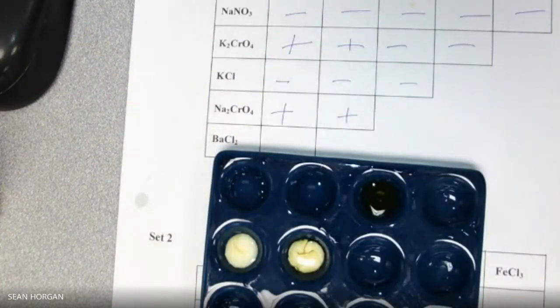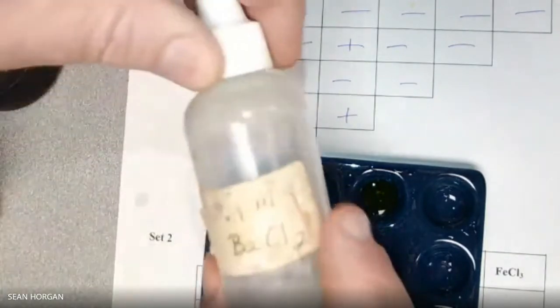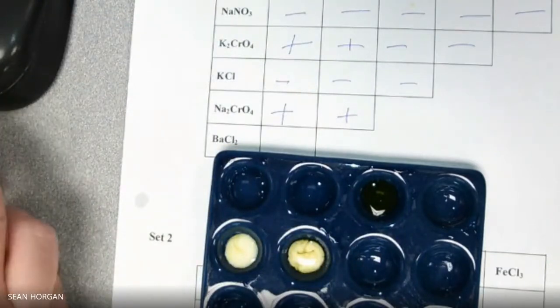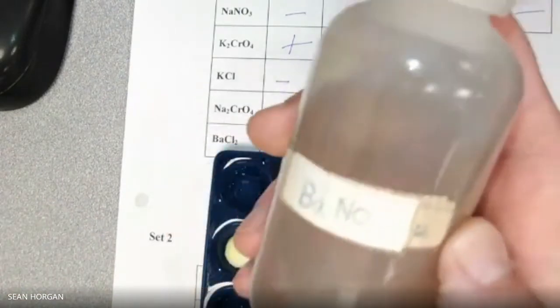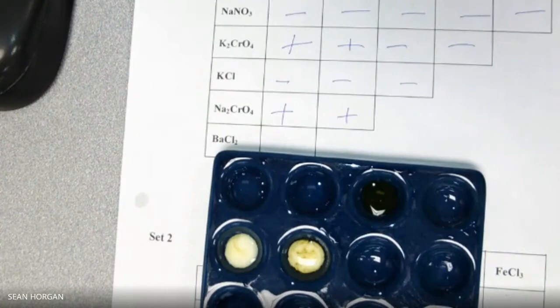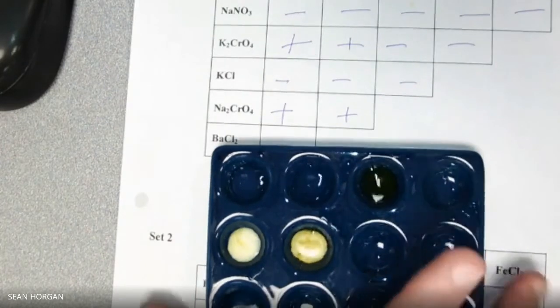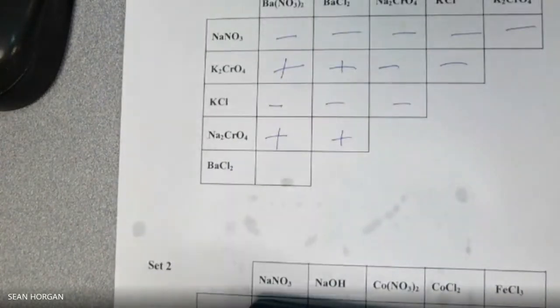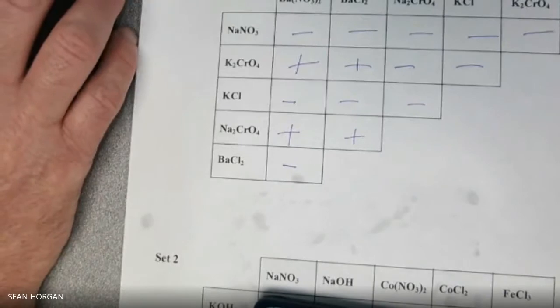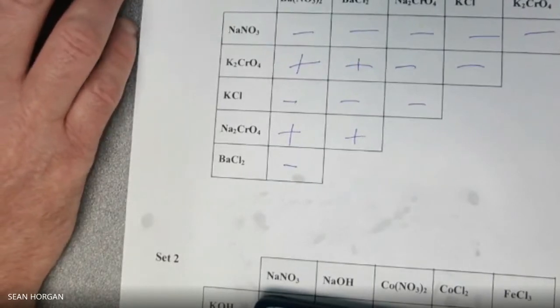And then we'll do the BaCl2. Where are you? BaCl2. One here, just one. And the BaNO3 2. Nothing. Okay? So that's the first set. You got two positives. The rest were negatives.